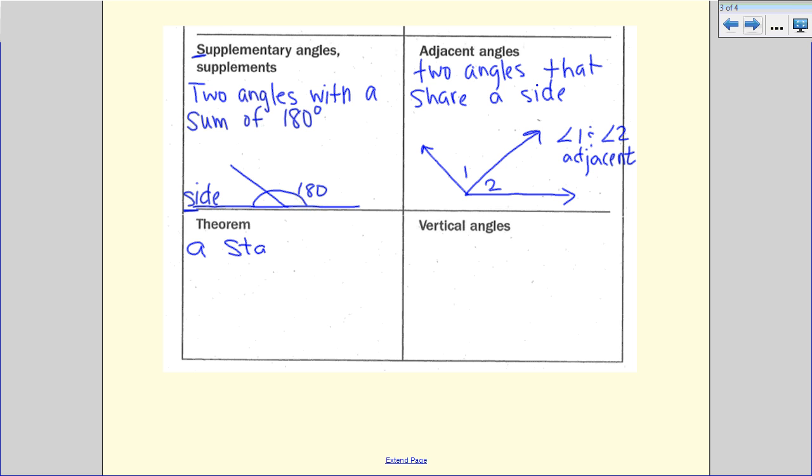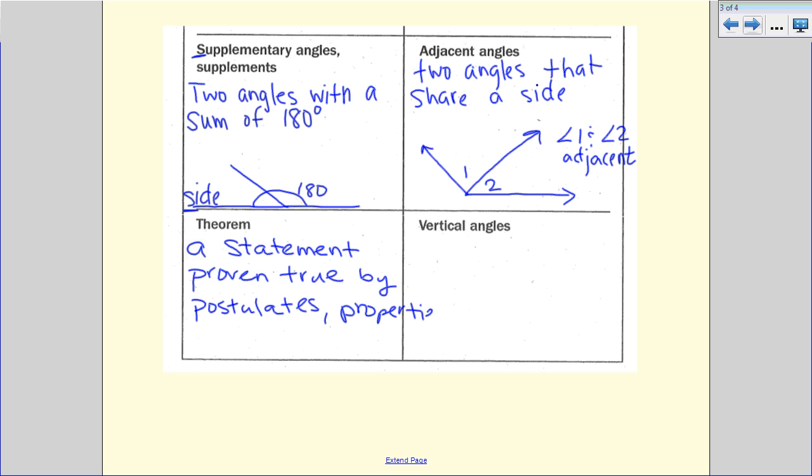A theorem is a statement proven true by postulates, properties, and definitions.